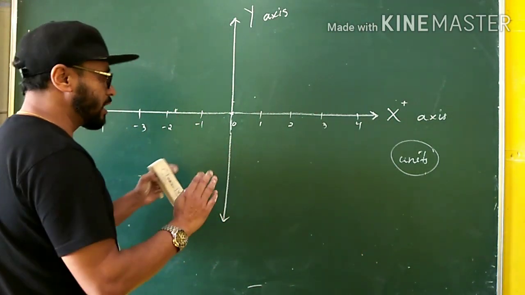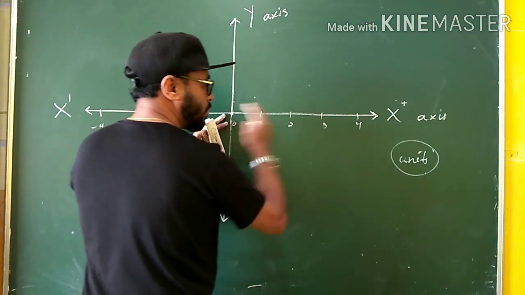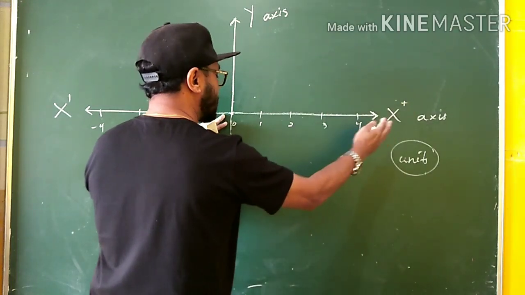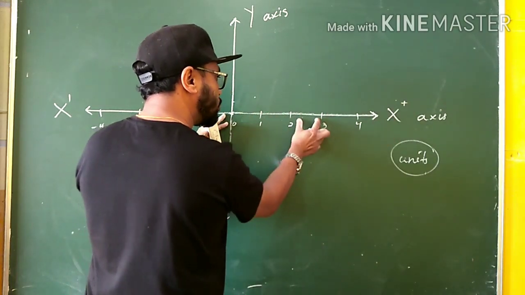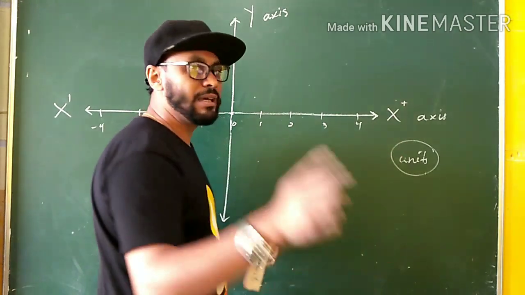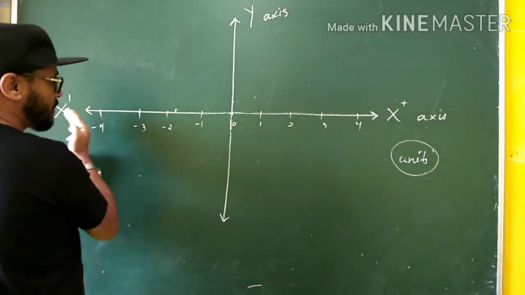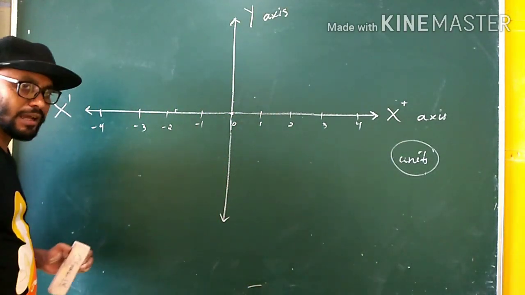Alright, so I'm repeating it once again. From the origin, if you go right hand side, all the values will increase and the distance between these two points, each point has to be same. Now on the left hand side, all the values are negative.